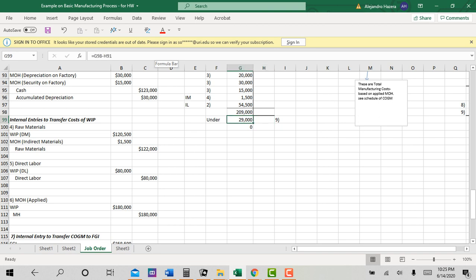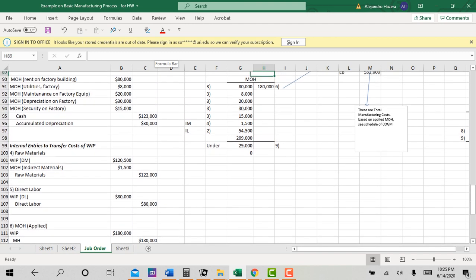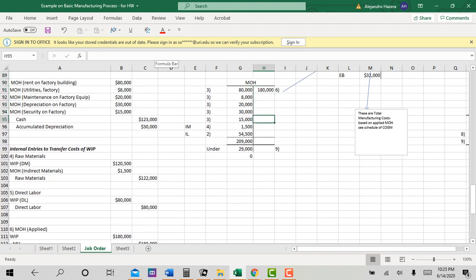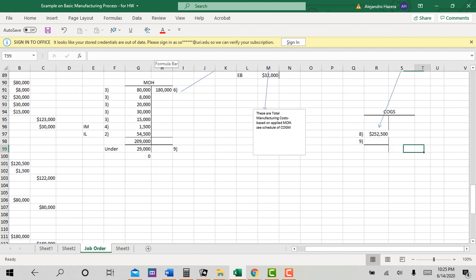So what we're going to do is take this balance. We're going to go ahead and credit manufacturing overhead for 29,000, and then we're going to increase our cost of goods sold by $29,000 also. And that seems fair because we had 209 total costs. We only put in 180. So somewhere the actual costs have to come out.